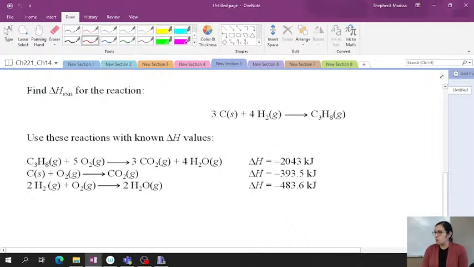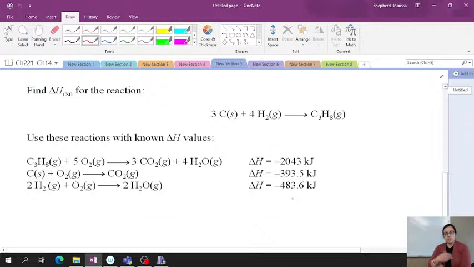And of course, the tricky part is we can't observe this directly, right? We can't just do this reaction. That wouldn't happen. So to get there, we have to do steps that we do know. So we can figure out the combustion of propane. So that's given out here. This is also known. And this is also known.